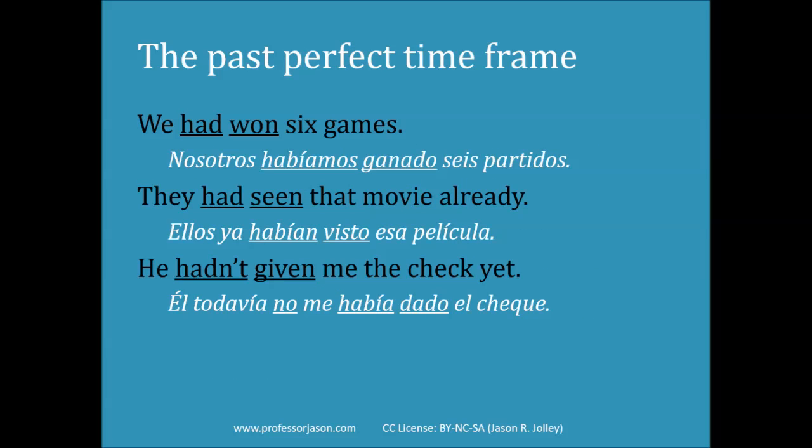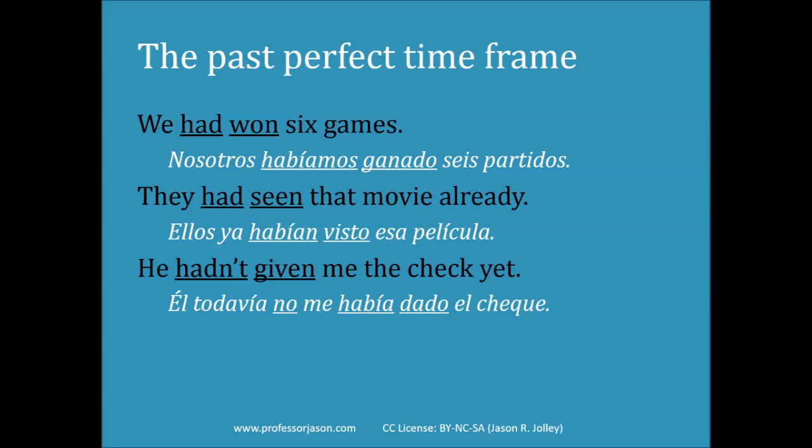So, just what is the past perfect or pluperfect time frame? We'll take a look at the 3 examples in English with their Spanish equivalents on this slide. Alright, we had won 6 games, or nosotros habíamos ganado 6 partidos. They had seen that movie already. Ellos ya habían visto esa película. He hadn't given me the check yet. Él todavía no me había dado el cheque.